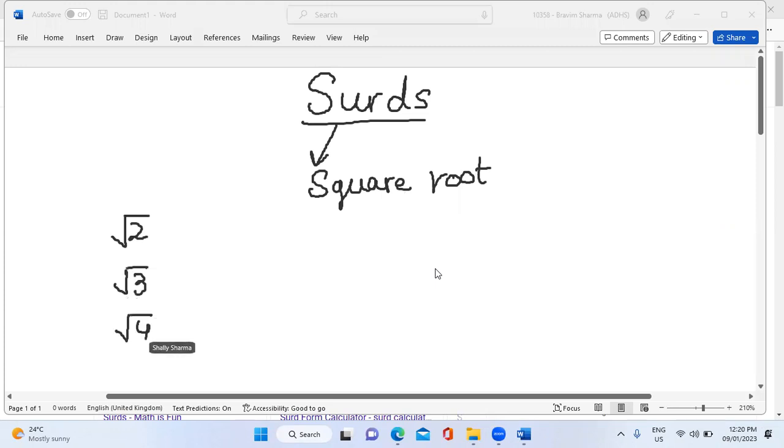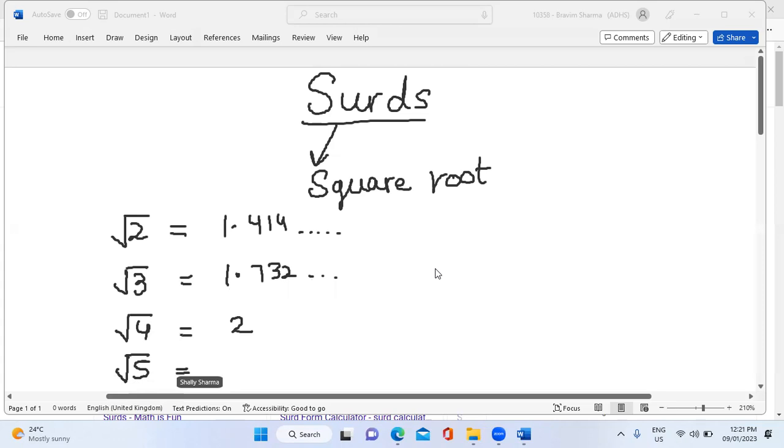square root of 4, square root of 5, when I solve them using a calculator, the value of square root of 2 is going to be 1.414 dot dot dot. It keeps going. Same way, if I calculate the square root of 3, it is going to be 1.732 dot dot. It keeps going on. Square root of 4 is 2. Square root of 5 is 2.236 and so on. If I take the square root of a decimal number, let's say 6.25, it is going to be 2.5.